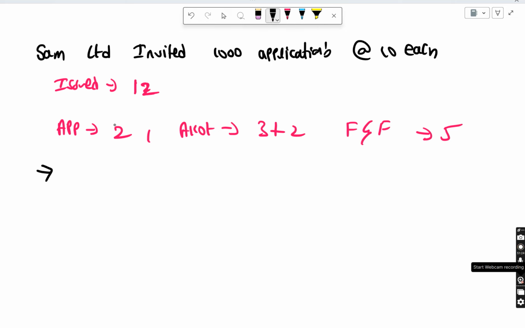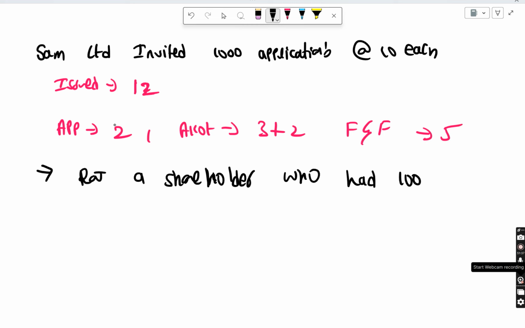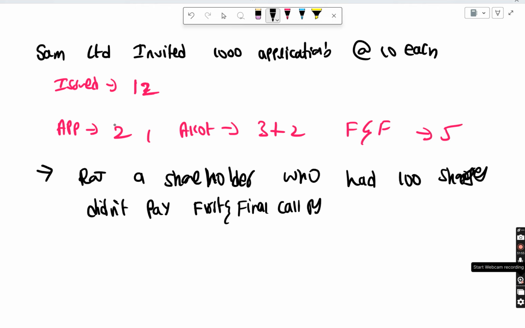Now Raj, a shareholder who had 100 shares, did not pay the first and final call, 5 rupees. So what would be the entry for it? Again, start from the beginning, one by one.